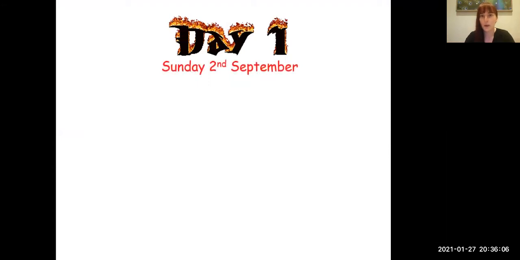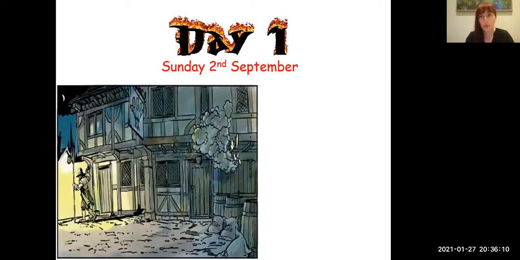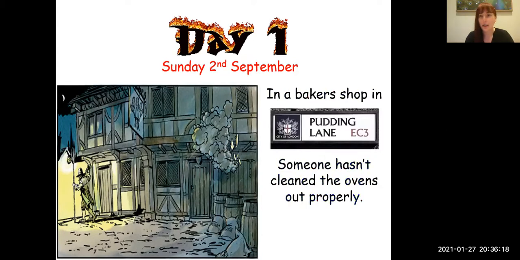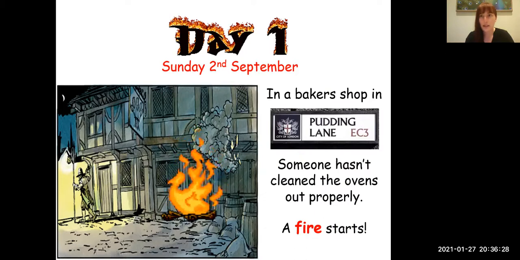So we're on day one, Sunday the 2nd of September, very, very early in the morning before most people are awake. In a baker's shop in Pudding Lane, someone hasn't cleaned the oven out properly. A fire starts. There it is. So it starts quite small, but do you remember what I said the buildings were made out of? That's right, they were made out of wood.